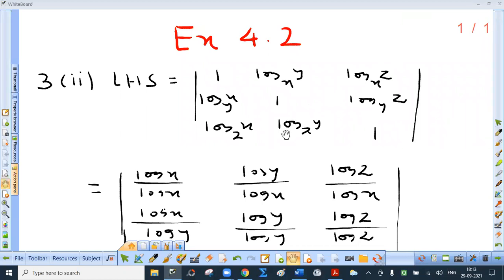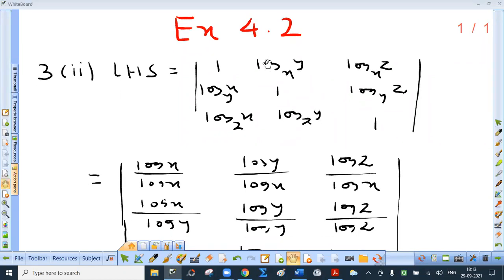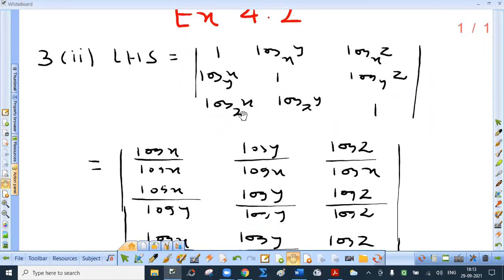Let me tell you that in this sum, change of base property is used. I have not mentioned the base. It can be any valid base. So just see this. Log y to the base x can be written as log y upon log x. Base is not mentioned. It doesn't mean baseless logarithm. It only means base is the same. Log z to the base x is log z upon log x.